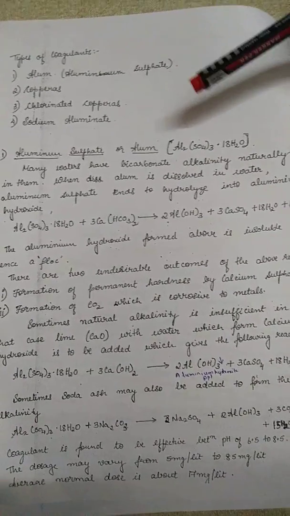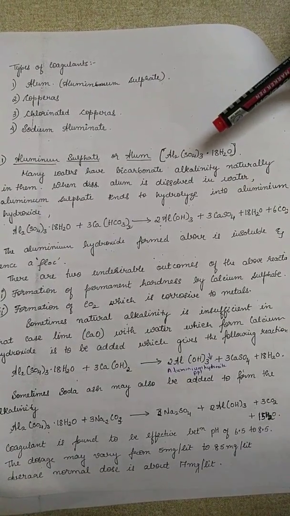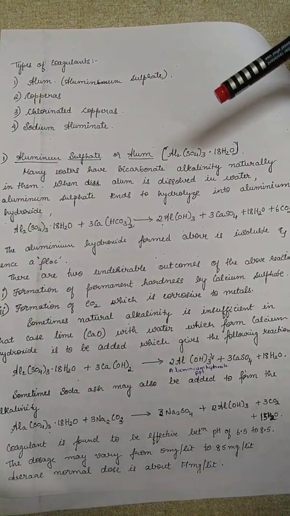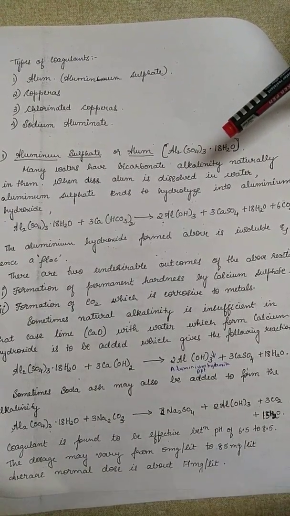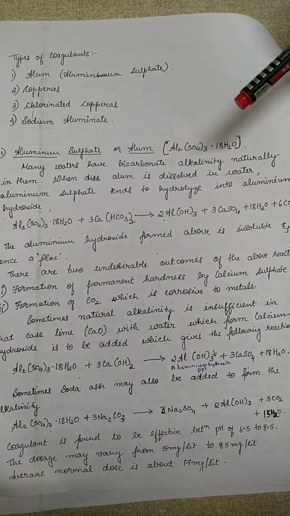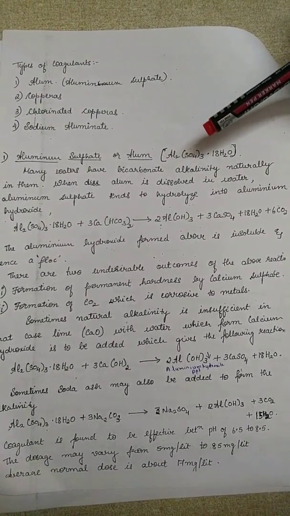It is available quite cheap and forms an excellent stable floc. The floc, I think you remember what is floc, and it does not require any skilled supervision for handling. This is the main advantage of this particular alum. So we normally use alum as a coagulant.